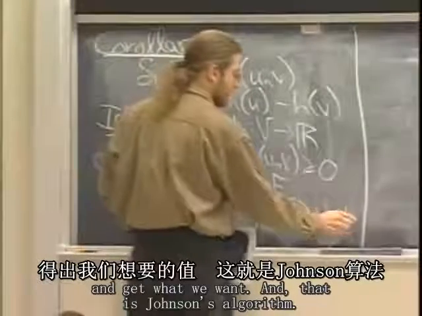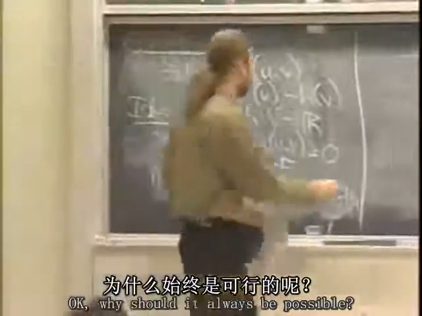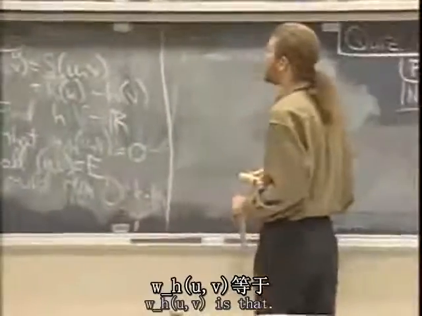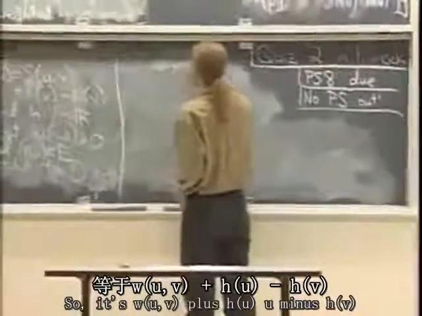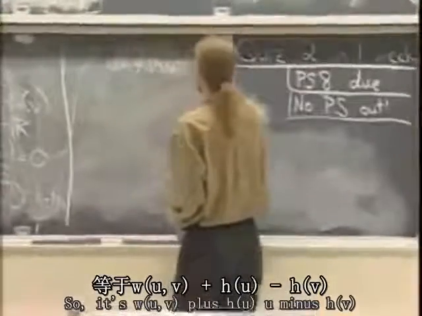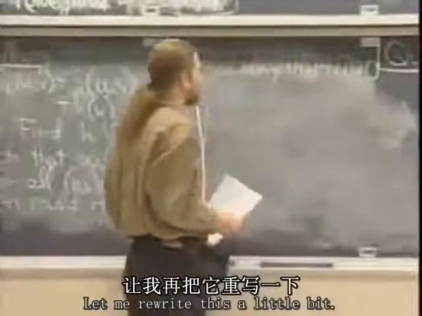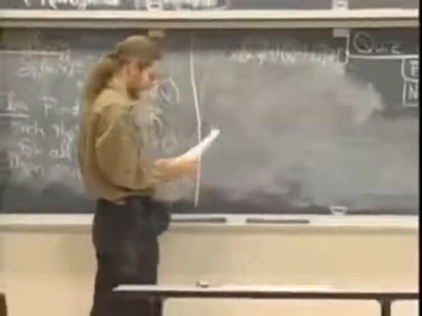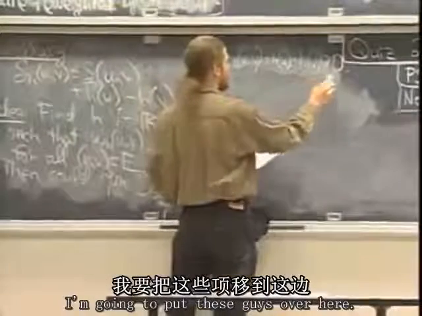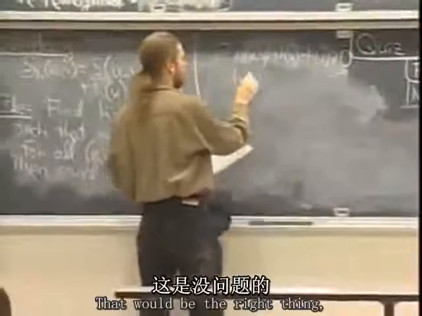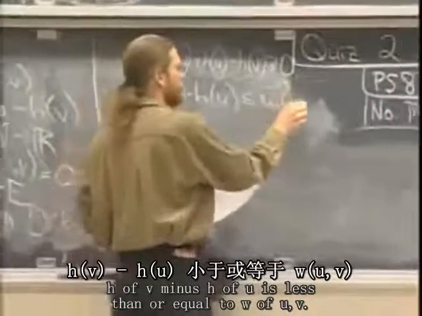And that is Johnson's algorithm. Claim is that this is always possible. Okay, why should it always be possible? Well, let's look at this constraint. W sub h of uv is w of uv plus h of u minus h of v, which should be non-negative. Let me rewrite this a little bit. I'm going to put these guys over here. That will be the right thing. h of v minus h of u is less than or equal to w of uv.